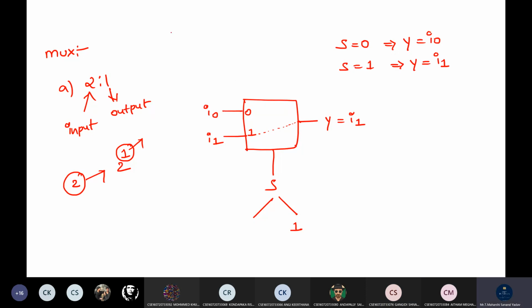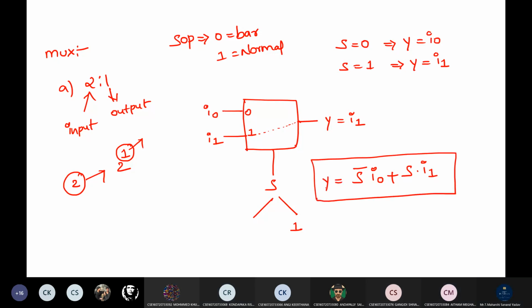So finally try to add them. We will always follow SOP only. 0 is nothing but bar, 1 is normal. So S equal to 0, write it as S bar. So when S is equal to 0, I0 is the output, that is S bar into I0. Next, S into I1. This is nothing but Y.